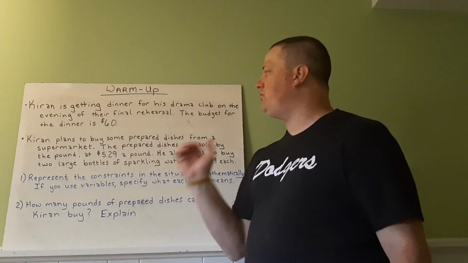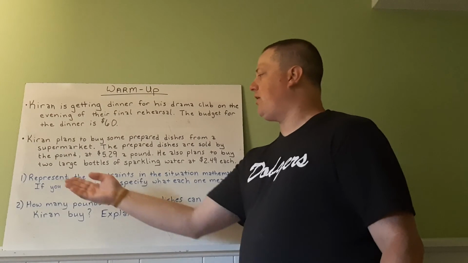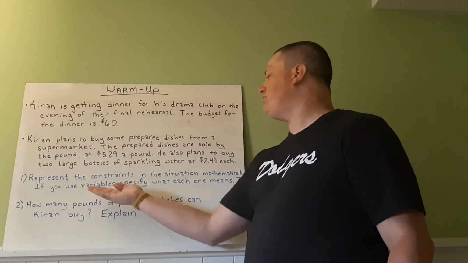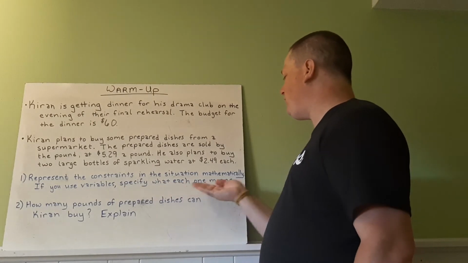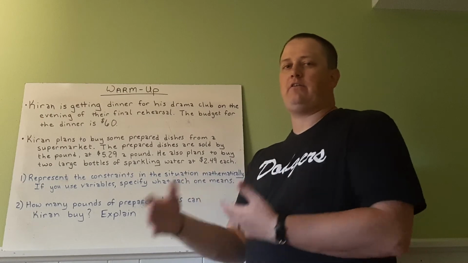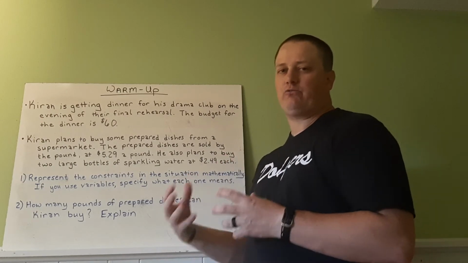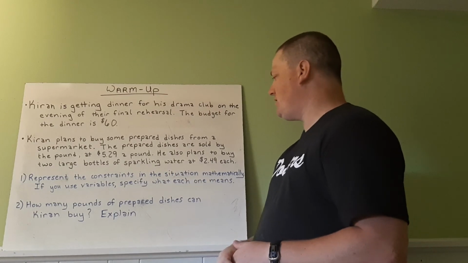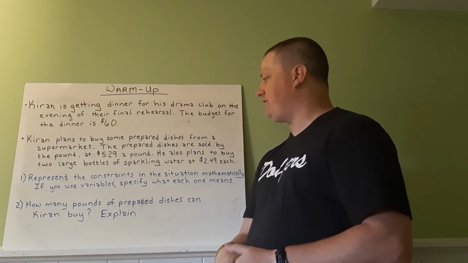Okay, so using our information here, represent the constraints in the situation mathematically. If you use variables, specify what each one means. So if you're going to take a number times a variable and say it's going to be x, you need to tell me what that x represents. Okay, so create your equation or your constraints for this situation.